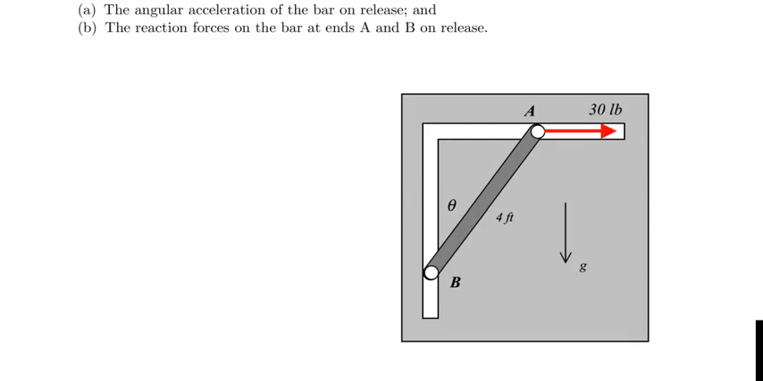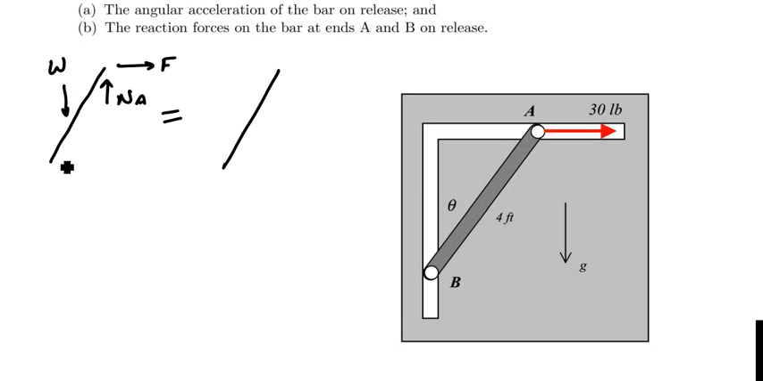Okay, so since we're looking for angular acceleration and forces here, we know we're going to want to solve this problem using Newton's second law approach. And to this end, we're going to start by drawing a free-body diagram for this system. So what we'll have here is first of all the applied force F. We'll have a normal force acting at point A. We'll have the weight of the bar acting down, and we'll have a second normal force acting at point B.